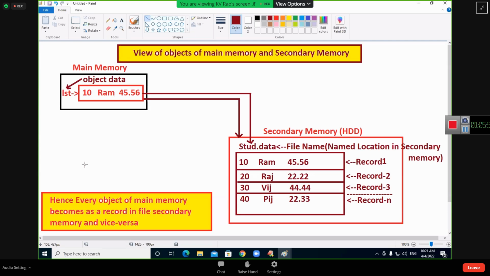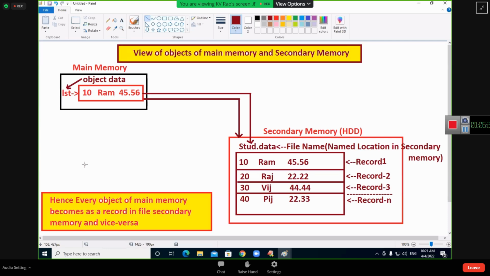The data is temporary because it is present in main memory in the form of an object. Then next I want to store the data permanently. What are you doing? We transfer object data into a file of secondary memory. That is known as the write operation. Writing means saving it permanently. That comes under writing, not reading. Generally students will feel it is read, but that is a wrong answer.